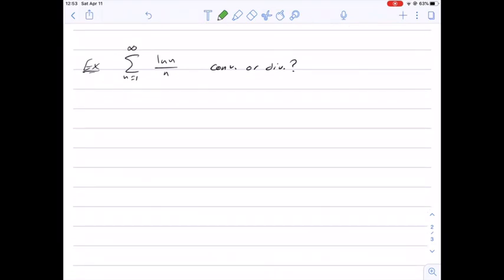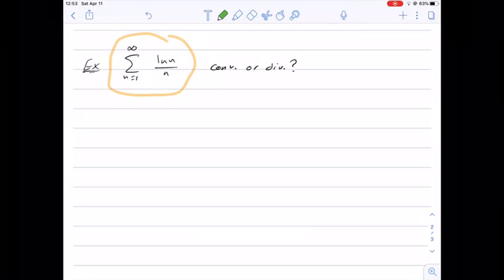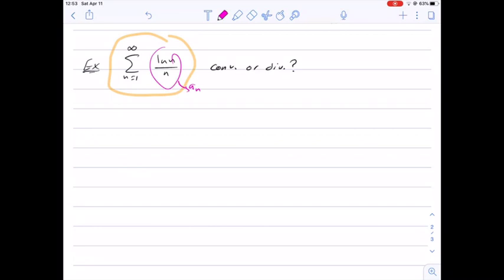Let's take another example. The series natural log n over n, is it convergent or divergent? Now a sub n is natural log n over n, and this is less than 1 over n. 1 over n is a well-known series. 1 over n is a p series, well-known series. It's called the harmonic series.